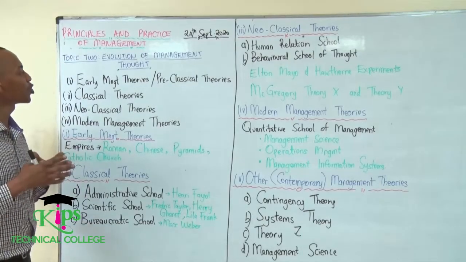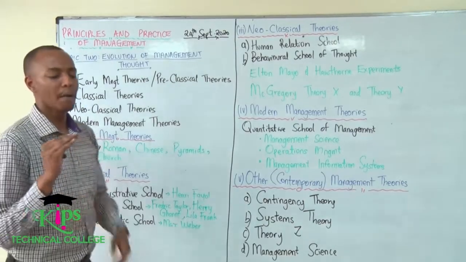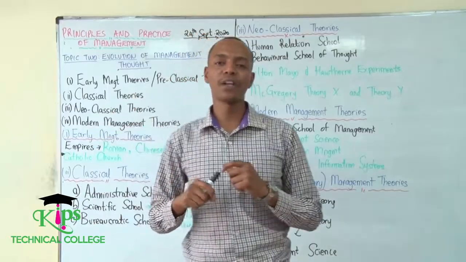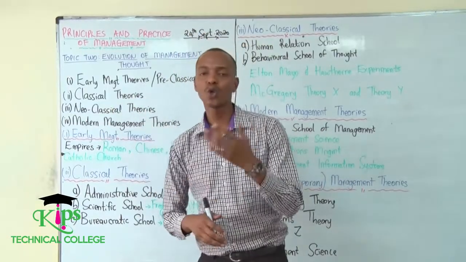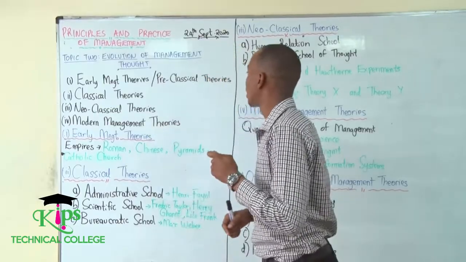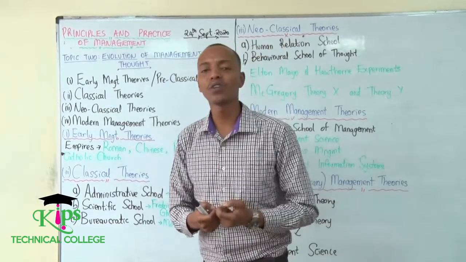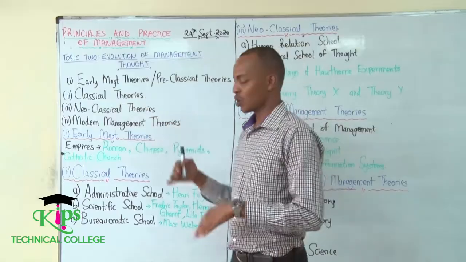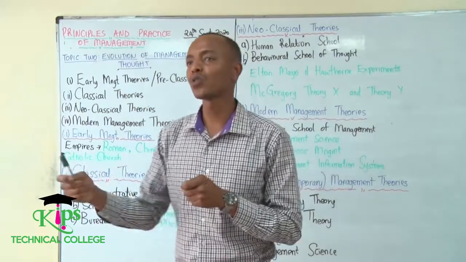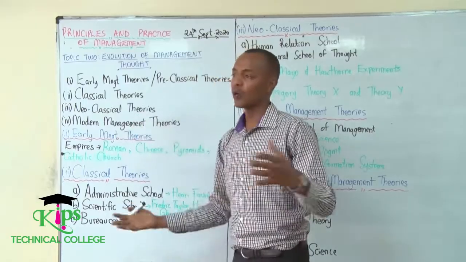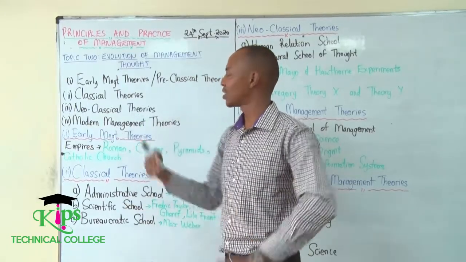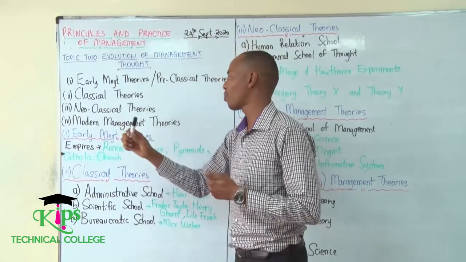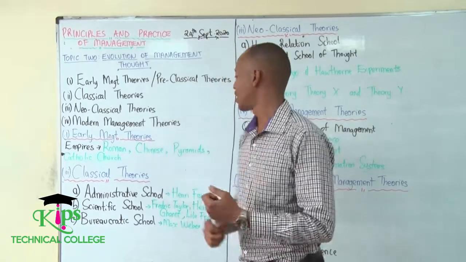So topic 2 is on the evolution of management. We have four major levels of management or major theories of management. We have the early management theory, or what is usually referred to as the pre-classical theories. Then we have the classical theories themselves. In the classical theories, we discuss the classics that are used for management. Then we have the neoclassical theories, which are rather new theories that were suggested after people realized the classical theories maybe were not working for them. They came up with the neoclassical, and finally we have the modern management theories.